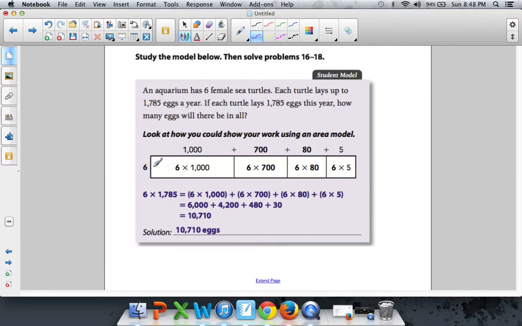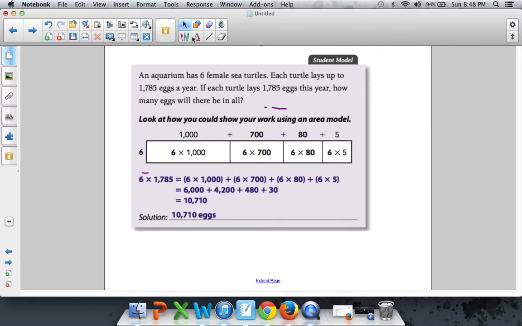1,785. So the way they did it is they put the 6 on this part of the model, and then they put 1,000, 700, 80, and 5. That's all the different parts of this big number right there. They multiplied. They added it all up. They got 10,710 eggs.